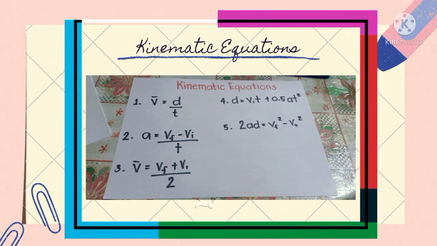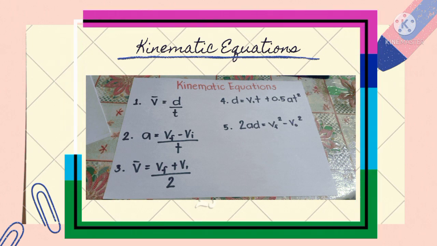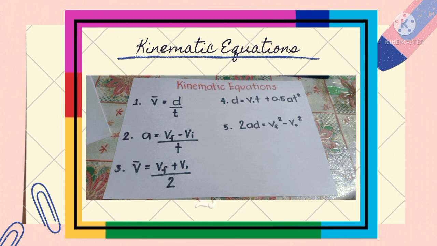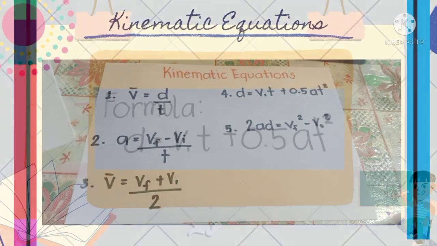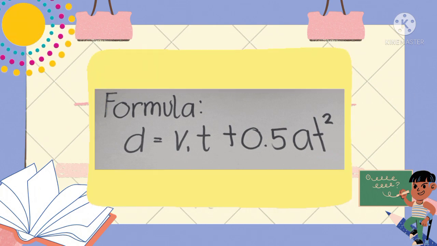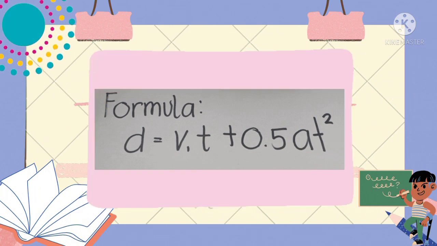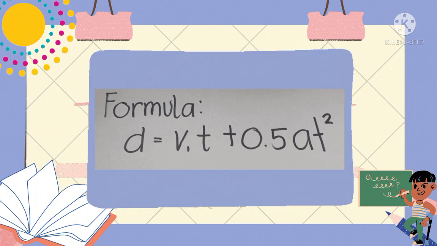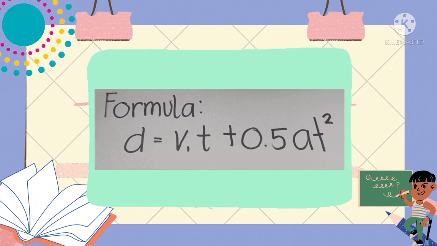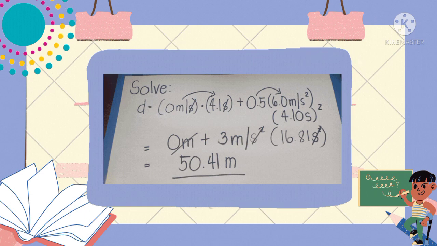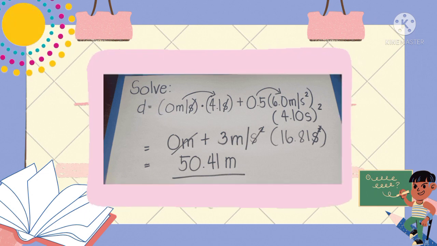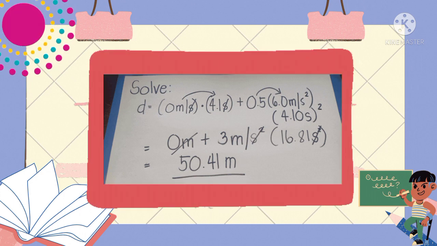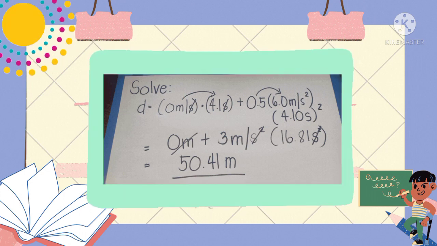After listing down the given variables, let us check the kinematic equations and find which equation is best for the problem. Upon checking the givens, the best formula that we can use is d equals initial velocity times time plus 0.5 times acceleration times time squared. Now, we substitute the given quantities to the formula. So we are looking for the displacement.